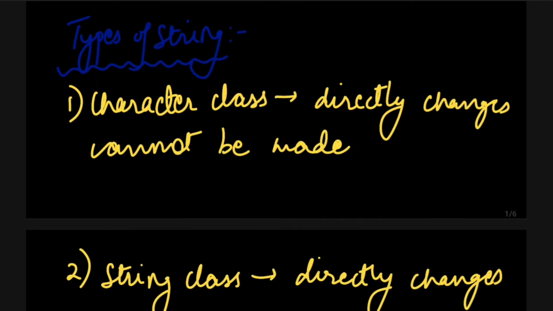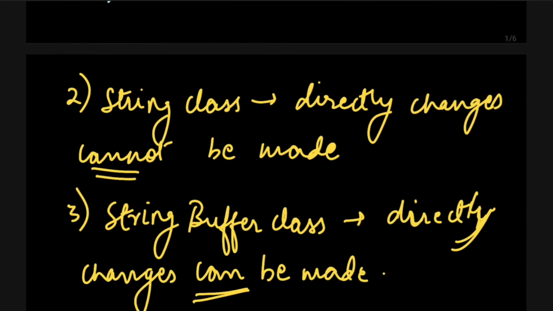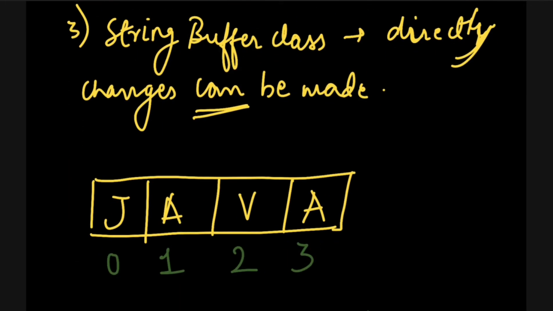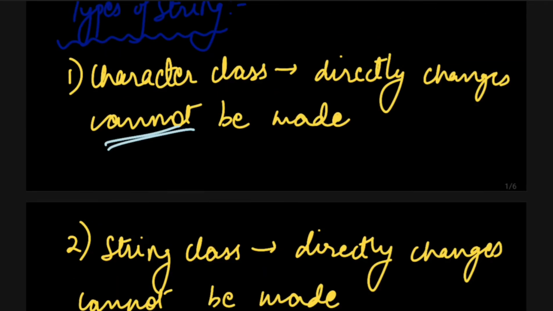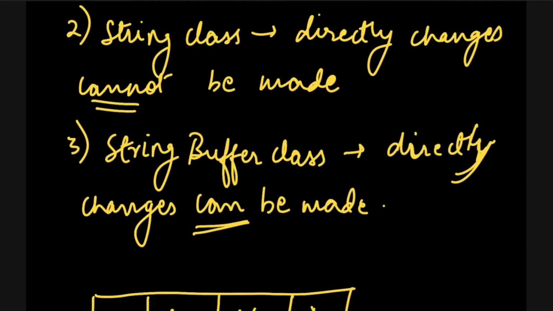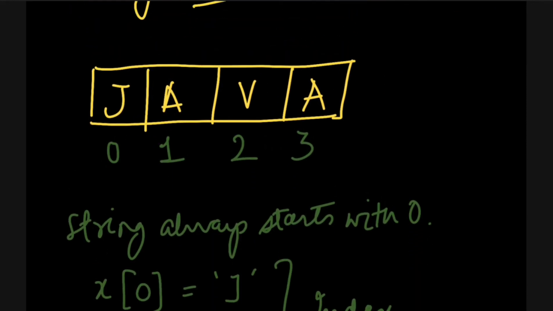Now, types of string. First we have the character class. So in character class we cannot make the changes directly, and in string class also we cannot make the changes directly, but there is StringBuffer class, and in StringBuffer class direct changes can be made. This is not there in detail, all about these types of string, it's not there in detail.